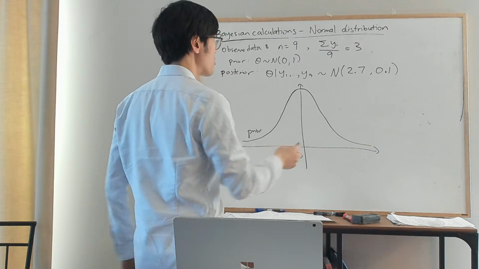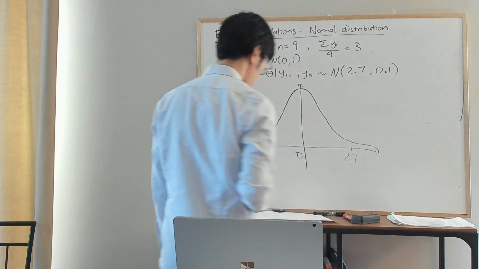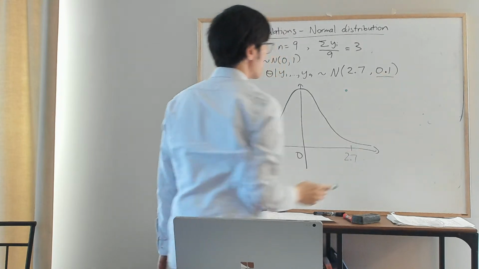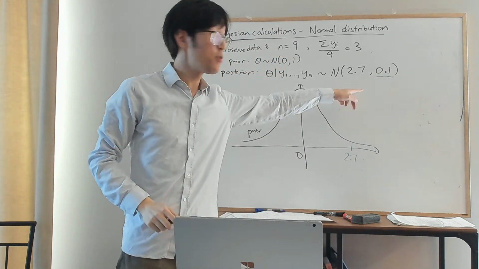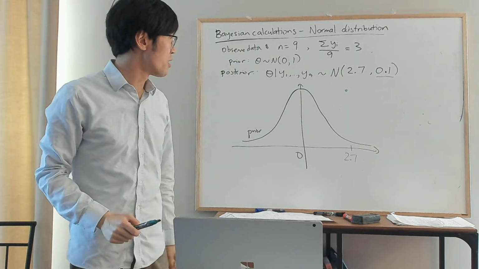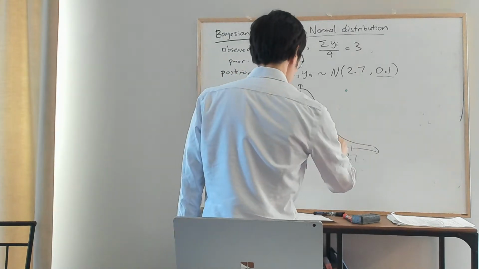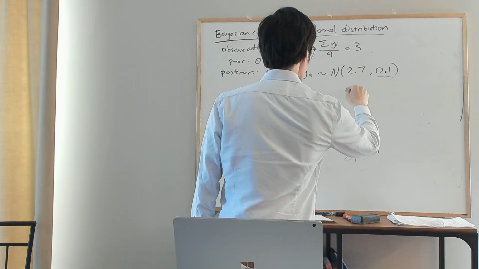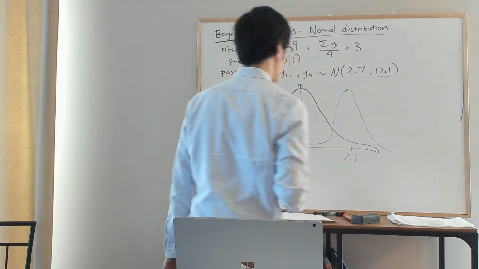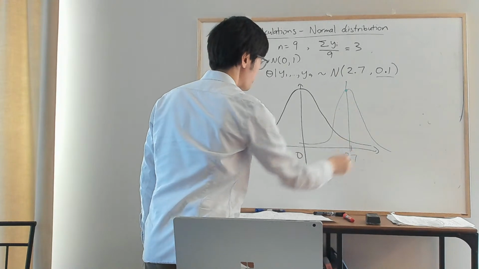Now let's also draw the posterior. The posterior is centered at around 2.7. So the peak is here, and it's really narrow now because the variance is 0.1. The standard deviation is the square root of 0.1, slightly over 0.3, so it's a lot narrower. It should be slightly more narrow than what I drew, but that gives you the idea.